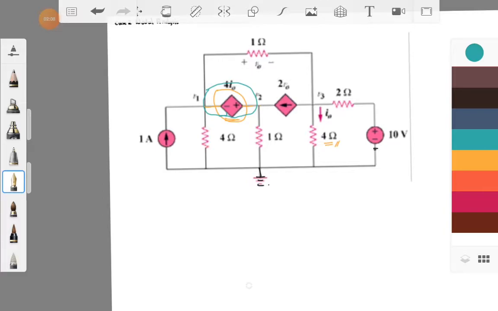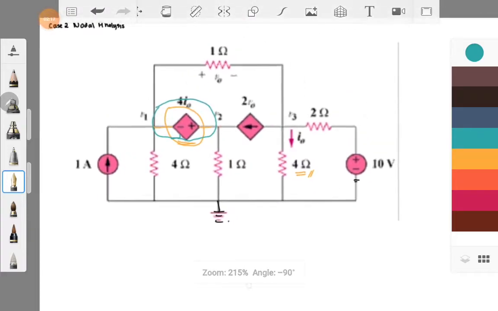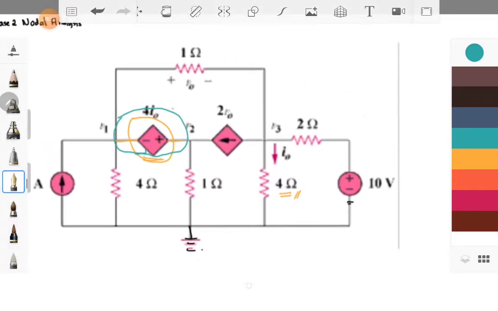So, let's start. The first thing to do is to select your ground. In this problem, the ground is already selected. And then, select your supernode, or evaluate if there is a supernode. In this case, we have evaluated that there is a supernode, which is your 4Io, a dependent source dependent on your 4 ohm resistor.